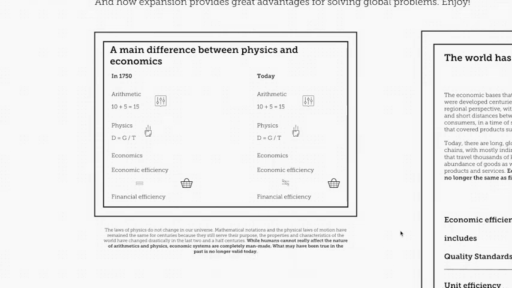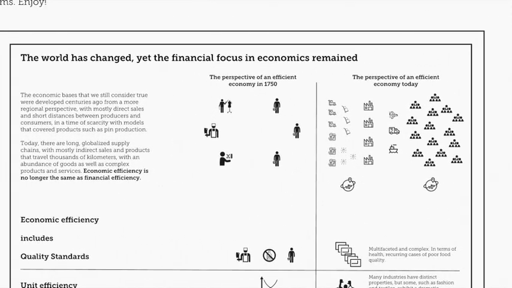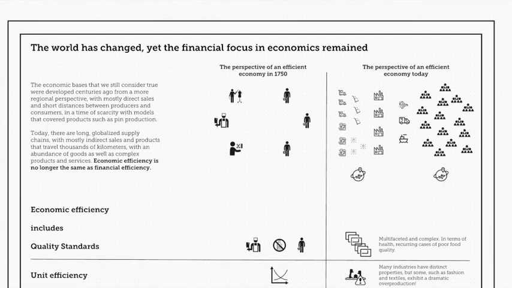So let's go on to the next point, where it's shown that the world has changed, and even though physics remains the same and arithmetic remains the same, economics is not, and there is now a huge gap between economic efficiency and financial efficiency. So here we see a visual which essentially shows how a market would work in the 1750s, at a time when you had specializations already. So you had things like a tailor, a butcher, a barber.